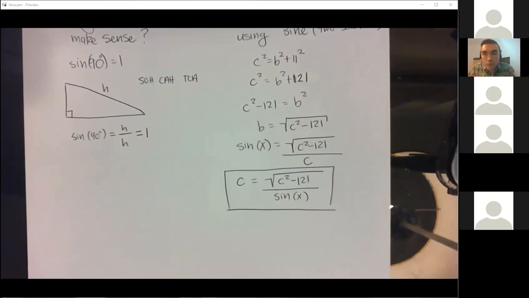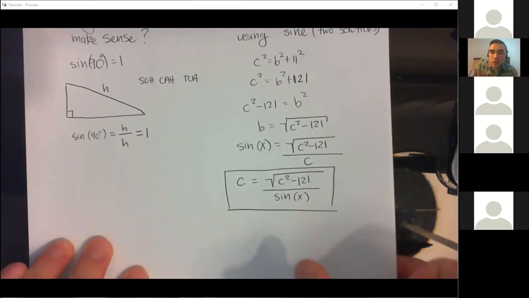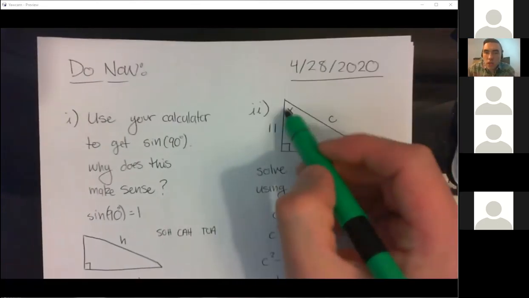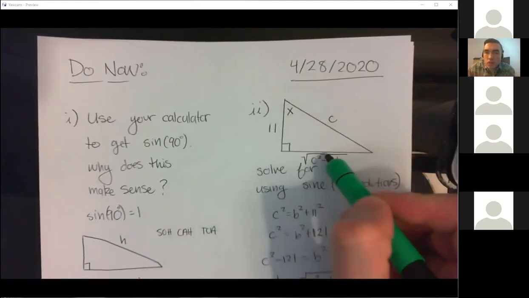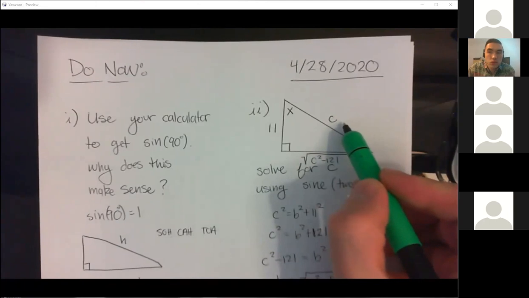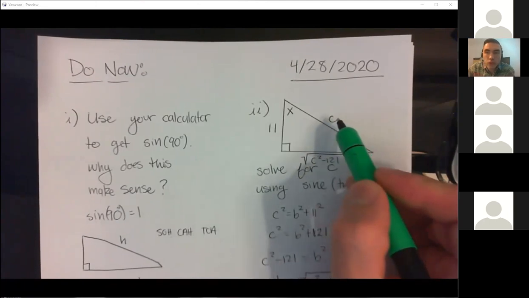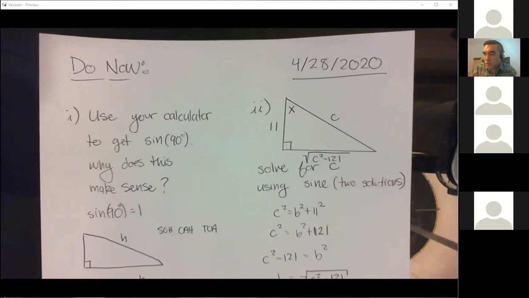Is that okay for one possible solution? Mr. Robinson, yes? When you get sine of x is equal to the square root of c squared minus 121 over c, why did you put it over c? Sine of an angle is equal to opposite over hypotenuse. Oh, okay. That is just the ratio of sine from SOHCAHTOA. Okay. Good question.